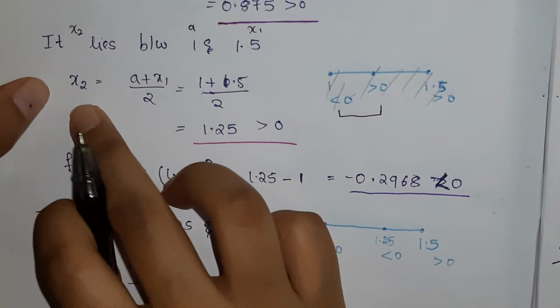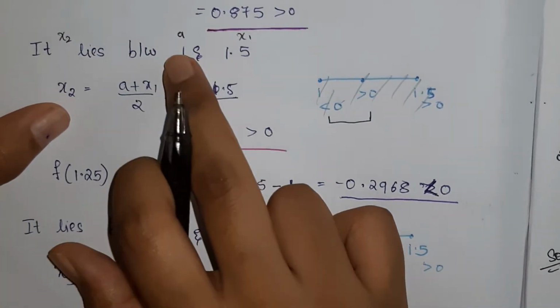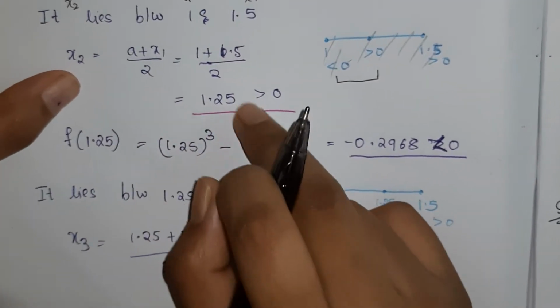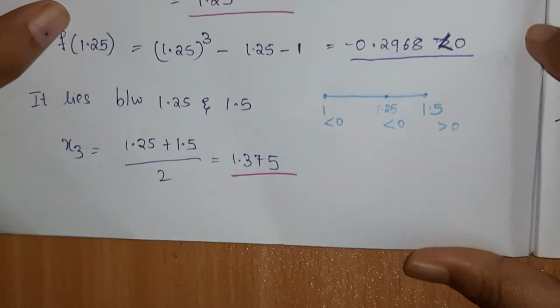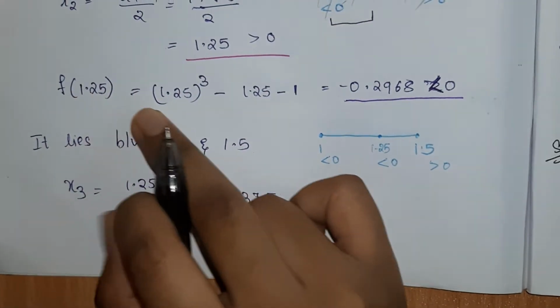Now you see x2 is equal to (a + x1)/2. What is a? 1. What is x1? 1.5. So (1 + 1.5)/2, now we got 1.25. Now we have to find f of 1.25.